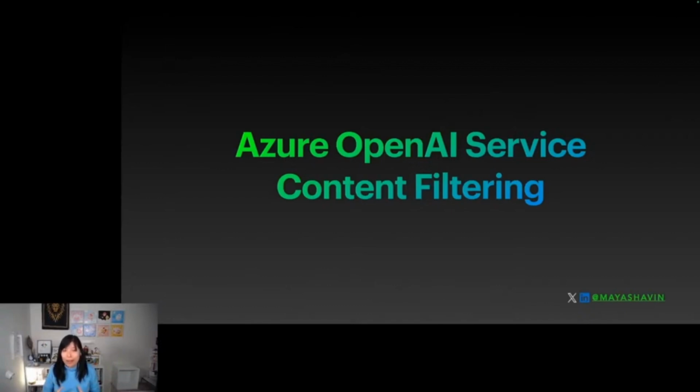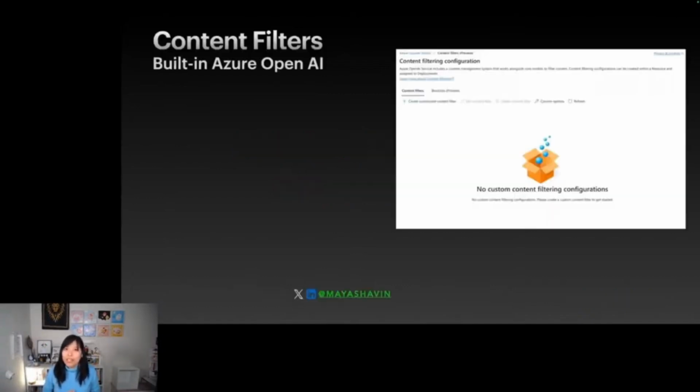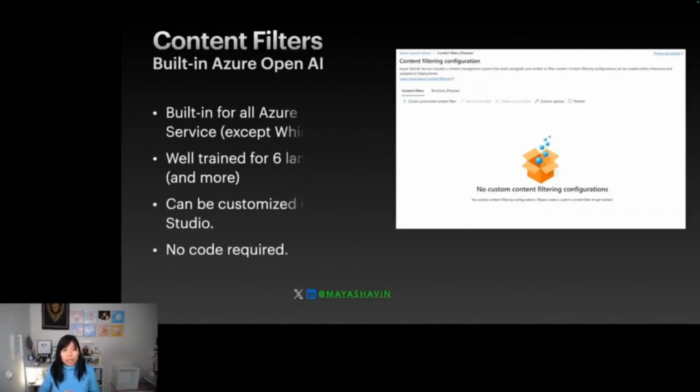If you are using Azure OpenAI service, they have another feature called content filtering, which is a built-in Azure OpenAI feature that is enabled by default on every Azure OpenAI service model, except for Whisper. So if you're using Whisper, you probably need to implement Azure Content Safety on top of that. Hopefully, it will be enabled very soon.